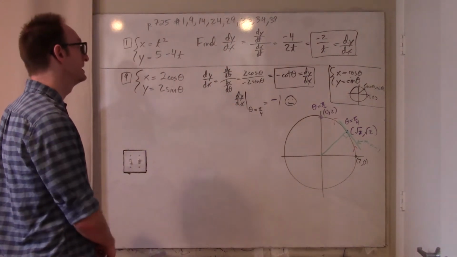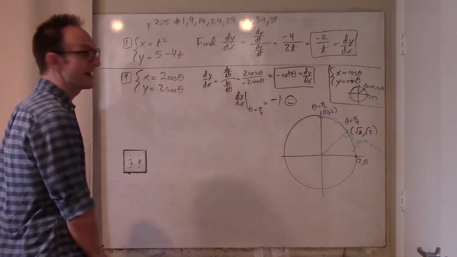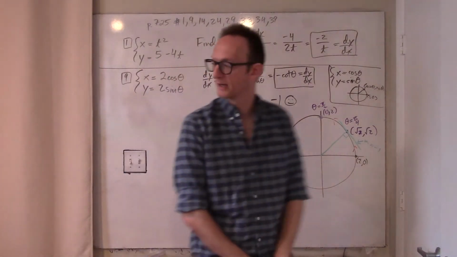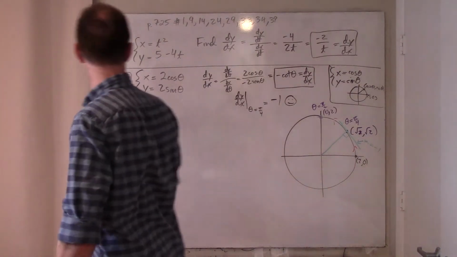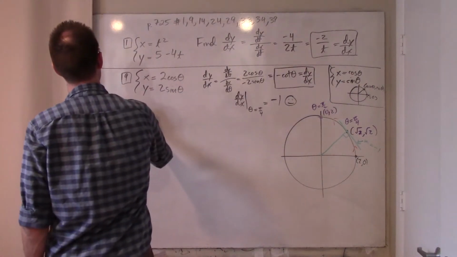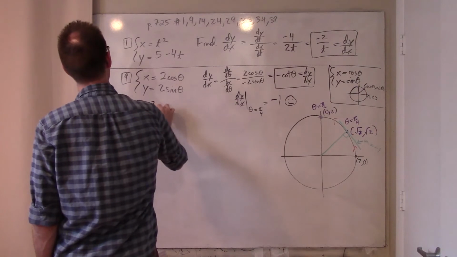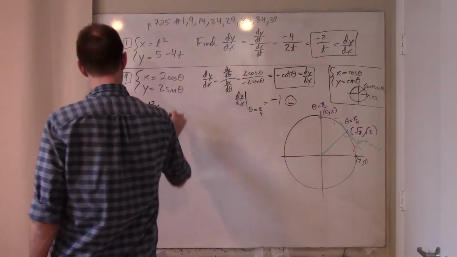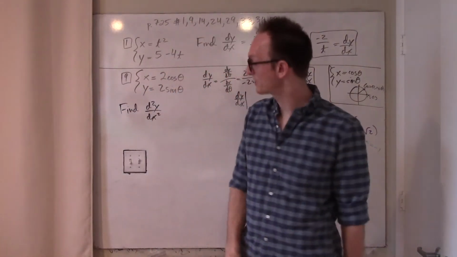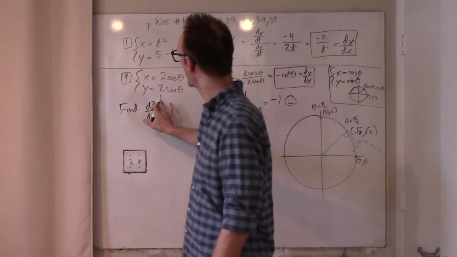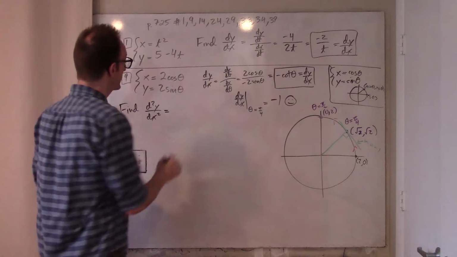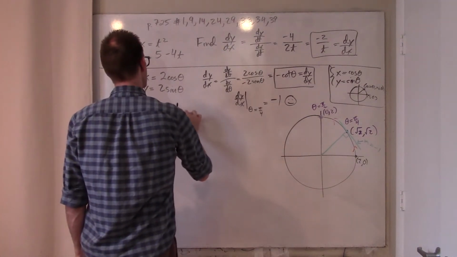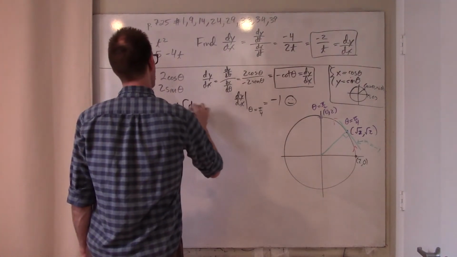Part 2 says, hey, also do this other thing. And it doesn't really give you this kind of big picture. It just says, find d squared y dx squared for this parametric curve. What is this d squared y dx squared? Well, it is, in my opinion, unfortunate notation for the derivative with respect to x of dy/dx.